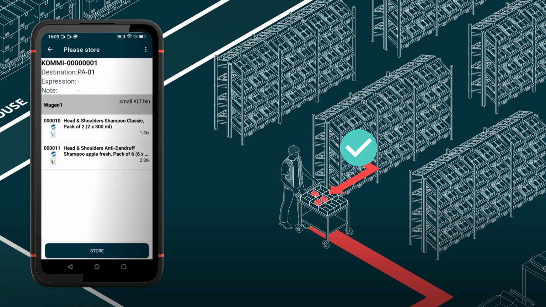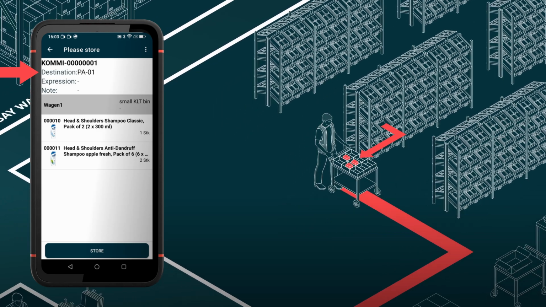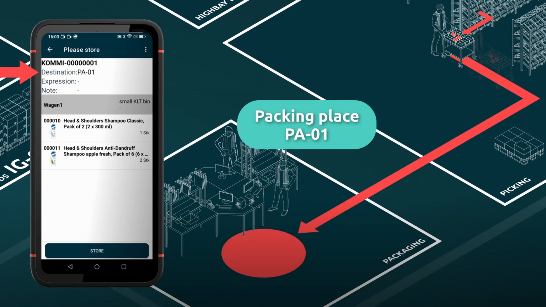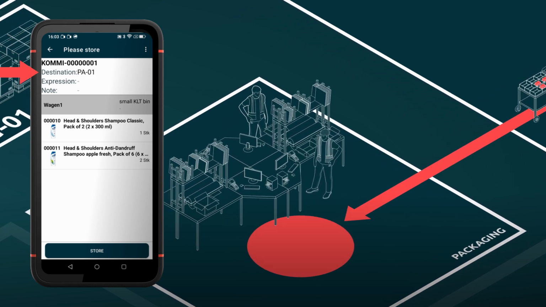The picker has now picked all needed items for this order. Hence, the app displays a destination for the picked order, so it can be packed and shipped. In this case, it's the Packing Workplace PA1, which we selected in the beginning. The picker brings the picking cart bin to the packing area and then confirms the delivery.